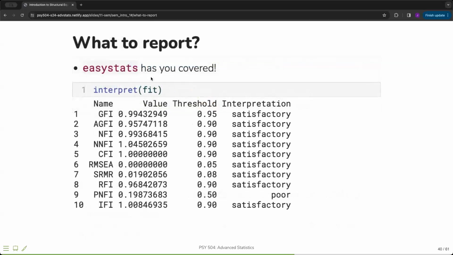So it's a lot to remember, right? Lots of fit indices, lots of cutoffs, but luckily easystats has our back. So there's a function called interpret, and we just fit the model, the lavaan model that we have, and we run it. And basically it outputs all of the fit indices, the thresholds or accepted thresholds, and it tells us if it's satisfactory or not. So this helps a lot, right? So we can just put in our model and it's going to tell us if our model is good or not.